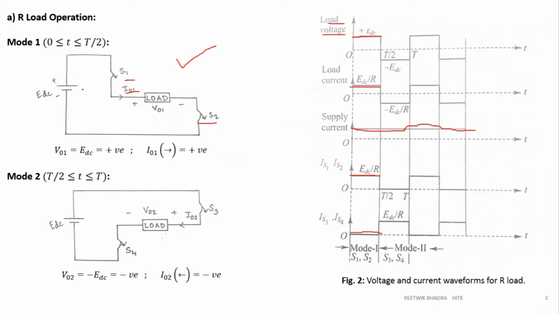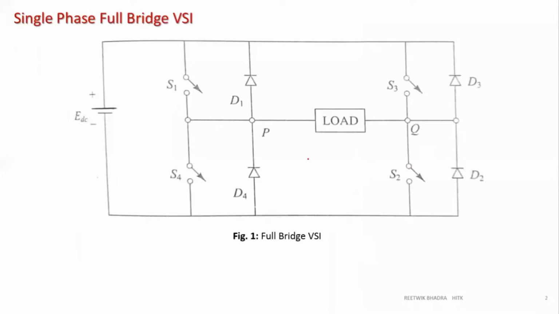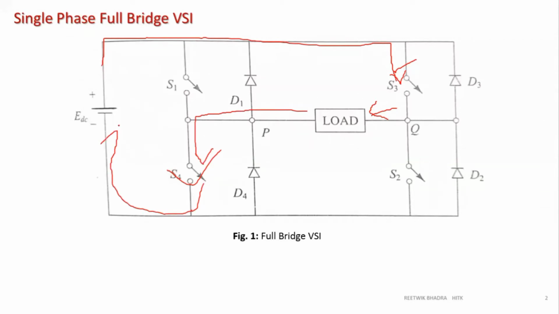Now next, our negative half cycle. Mode 2, T by 2 less than or equal to T less than or equal to capital T, or you can write pi less than or equal to omega T less than or equal to 2 pi, whichever axis you take over here. Now, which switches am I giving pulse? S3 and S4. If you give your pulse to S3 and S4, current will start from this positive, go through S3, enter the load in this direction, flow through the load and S4, back to this negative over here.